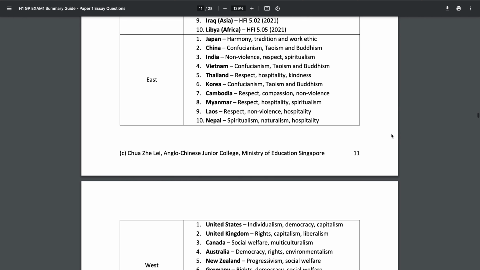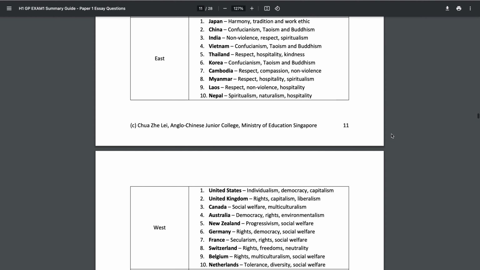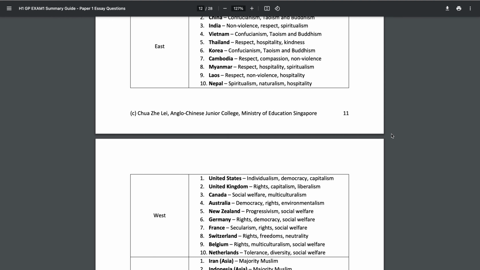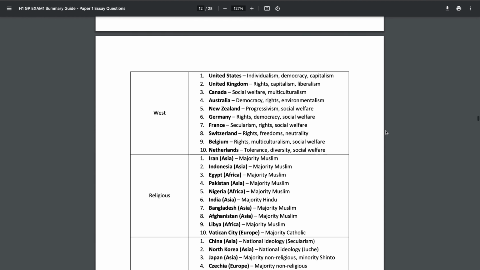East and West, your difference in culture and ideology. East culture is all about things like non-violence, harmony, work ethics, respect, compassion, stuff like that. West is all about individualism, capitalism, democracy, rights, progressivism, secularism, neutrality, welfare, all these things. So there are 2 different classifications of ideology, and therefore you have very different outcomes.